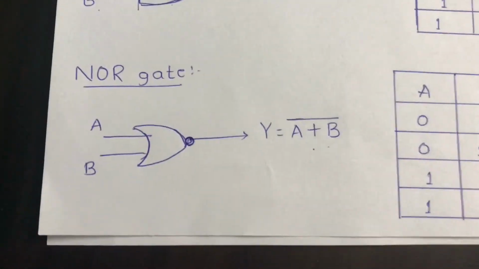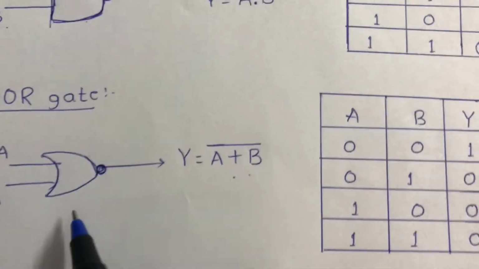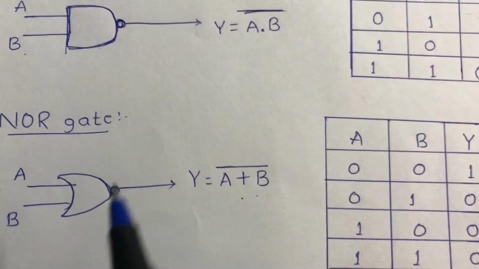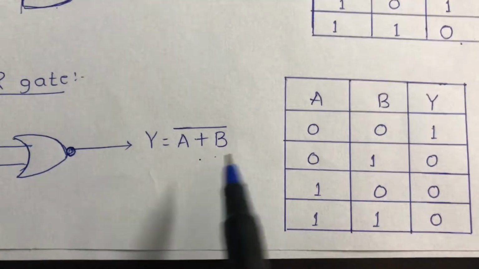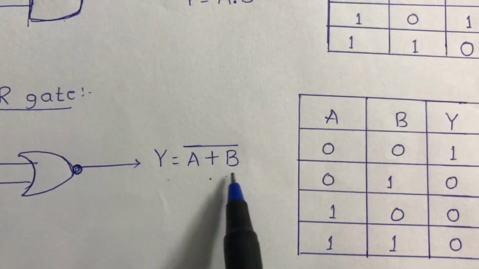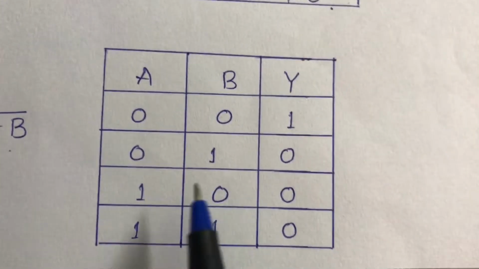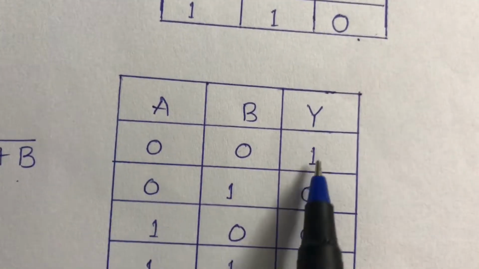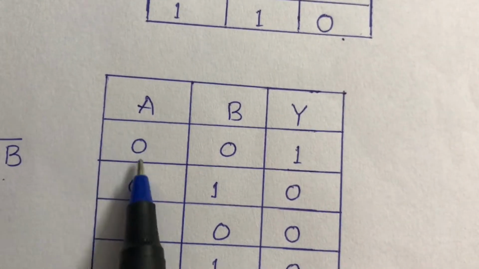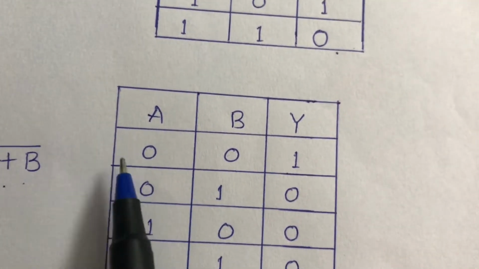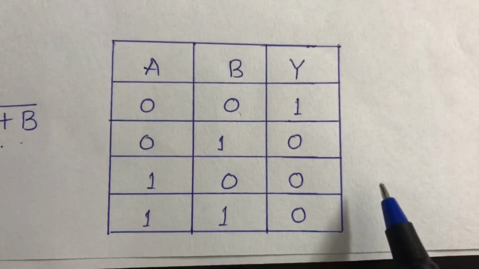Now, let's look into the NOR gate. It is like an OR gate cascaded with a NOT gate. The Boolean expression is y is equal to A plus B, the whole bar. And here is the truth table. Here we can see the output is high, or 1, only when both the inputs are low, that is 0, 0. You can see here.